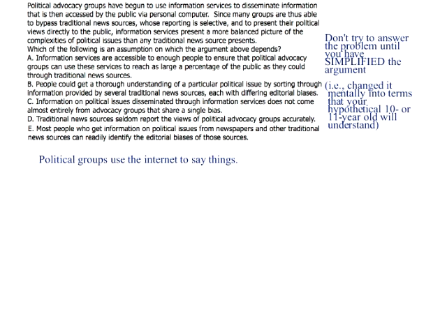Since many groups are thus able to bypass traditional news sources, reporting is selective. You've got to figure out what that means. That means that traditional news sources are like the TV news or newspapers and so on. So let's break this down.